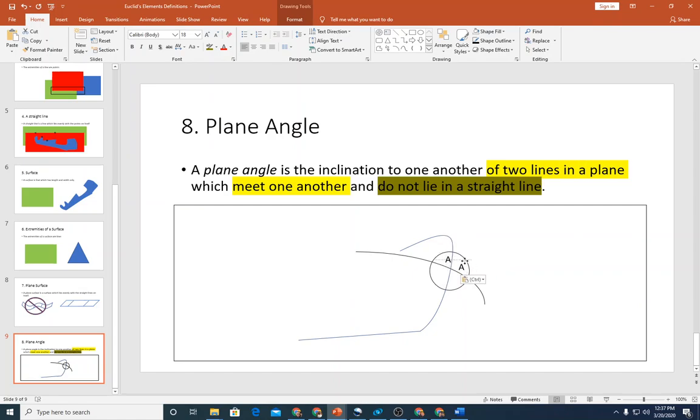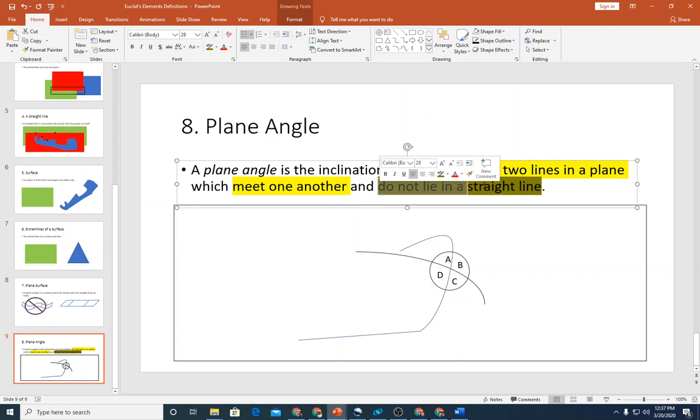We're going to call this one, come on, where's my move tool? We're going to call this one angle B. We're going clockwise here. We're going to call this one, anybody want to guess? You got it, angle C. And we'll call this last one, here it comes, angle D. Okay, so we have four plane angles here. All right, so that's plane angle: inclination to one another of two lines in a plane which meet one another and do not lie in a straight line.